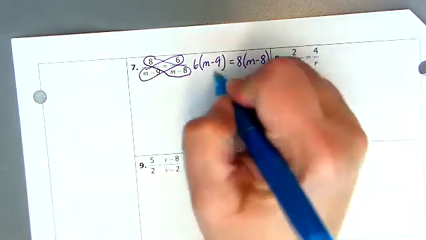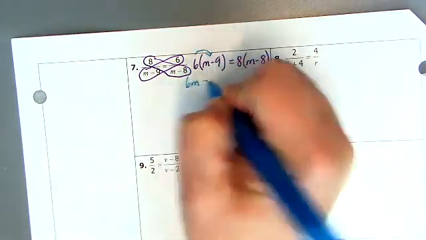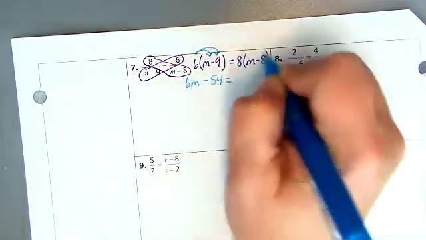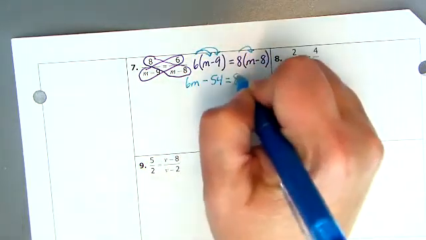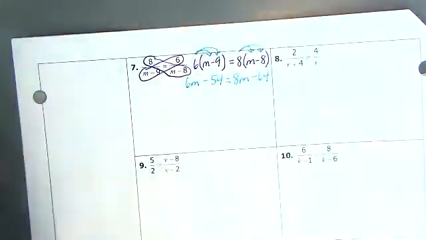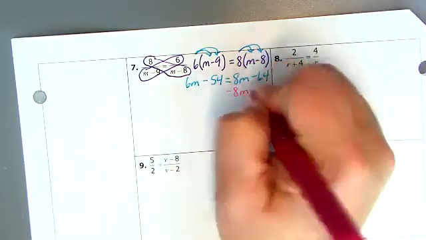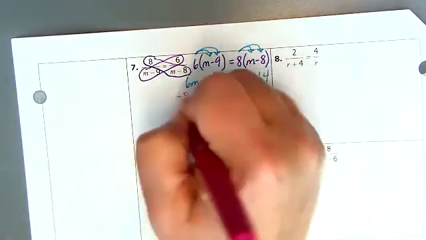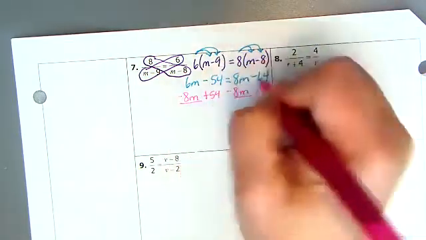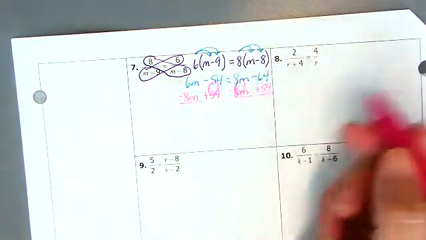And now we distribute, so I'm going to have 6m minus 6 times 9 is 54 equals 8 times m is 8m. 8 times negative 8 is a negative 64. Okay, so I'm going to subtract 8m from both sides because remember I want to get the variables on one side, the letters on the other. And then I'm going to add 54. So this zeroes out. I'm going to add 54 to both sides because now this zeroes out.